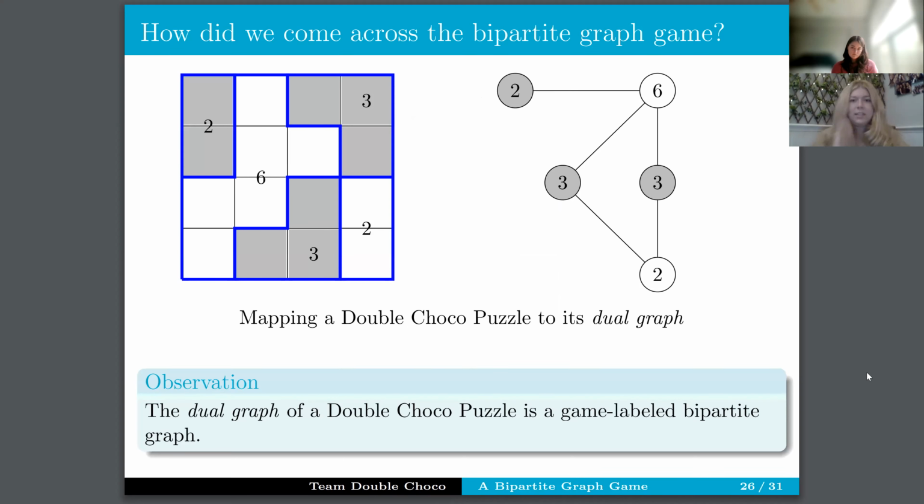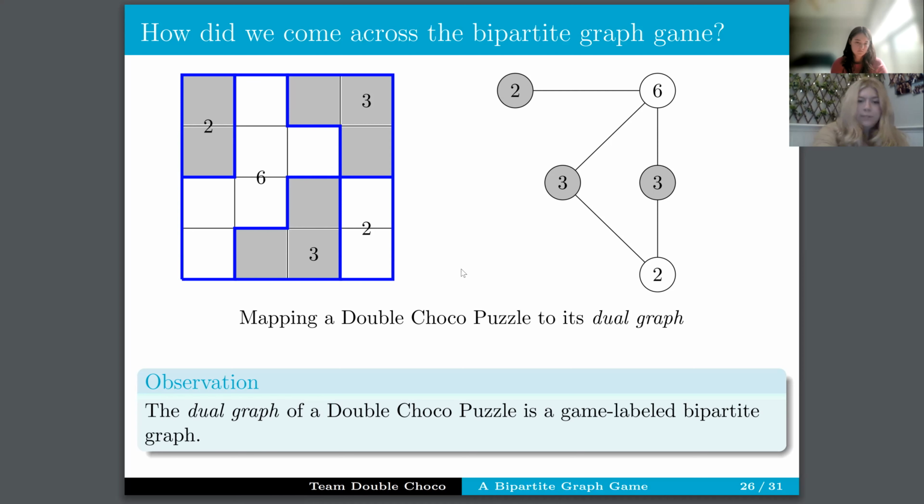So to get the bipartite graph from a double Choco board, first we need to map a double Choco puzzle to a dual graph. So this is no longer the solutions, but now just the regions of cells of the same colors. So you want to count the number of cells in each region, and each region will correspond to a vertex on a graph, and the label will correspond to the number of cells that were in that region. And then on the board, if two regions are touching, they will share an edge on the graph.